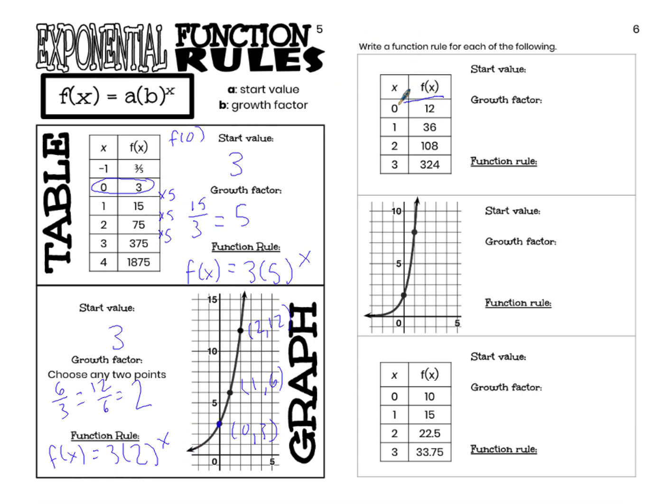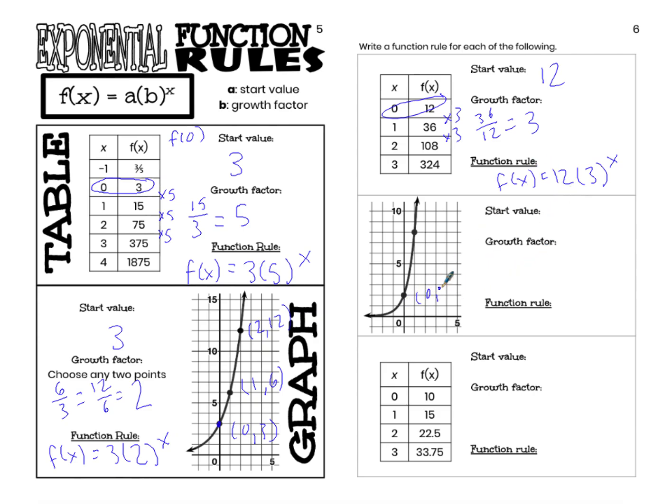Here's another easy one. Start value of 12. I know that this is times 3. If I didn't, I could do 108 divided by 36, or 36 divided by 12. That gives me a growth factor of 3. Function rule, start value, a equals 12, times b to the x, so in this case, times 3 to the x.